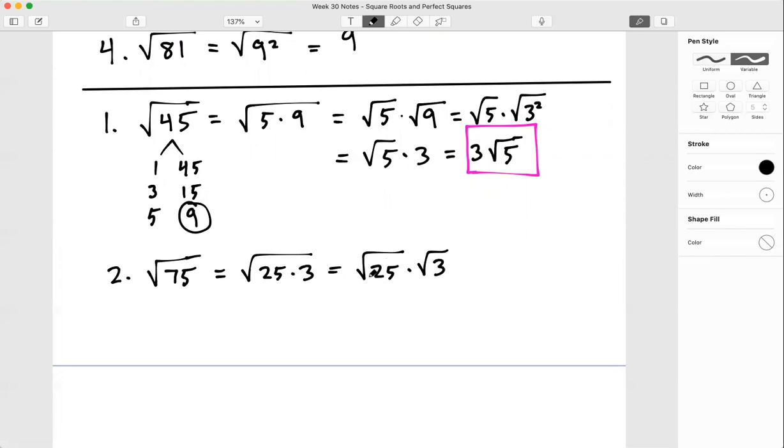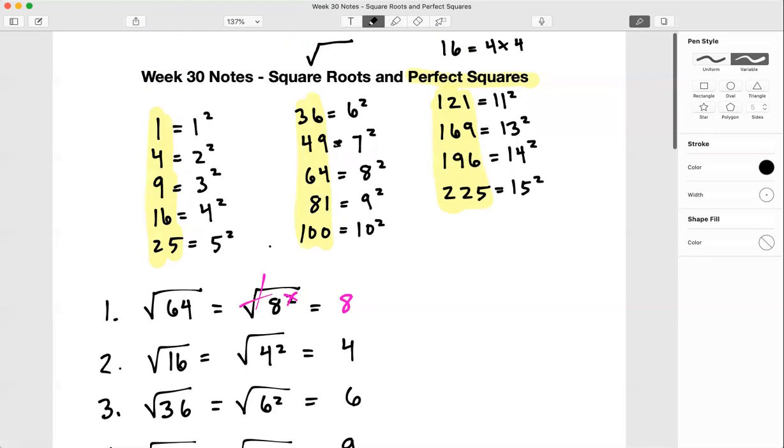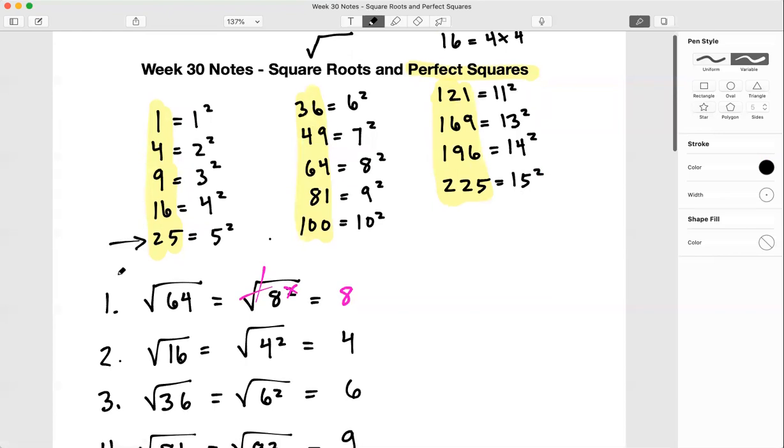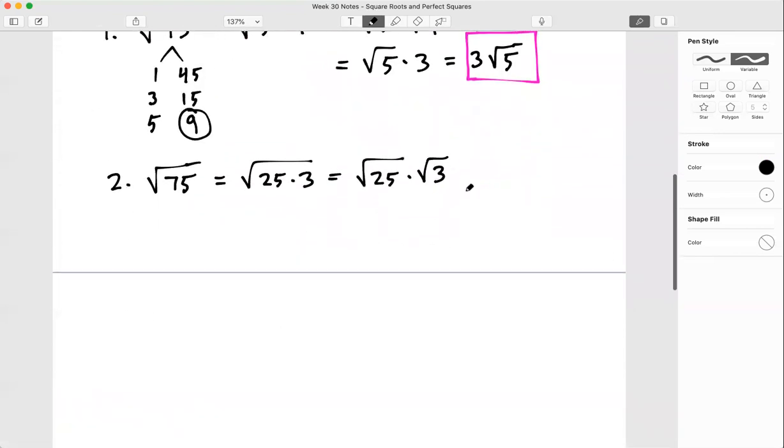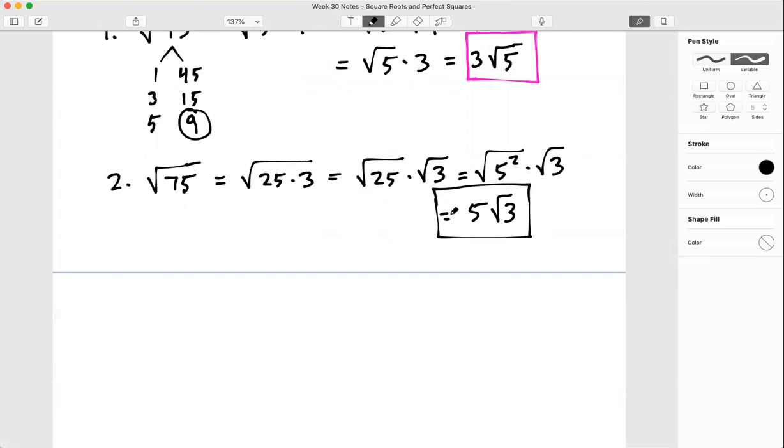And then remember that 25, why did I choose 25? Well, because 25 is a perfect square. Look up at our chart right here. See, 25 is a perfect square. So now I can just rewrite that as the square root of 5 squared times 3, which equals 5 times the square root of 3. And we're done. That's it. That's your answer. That's how your answer should look.